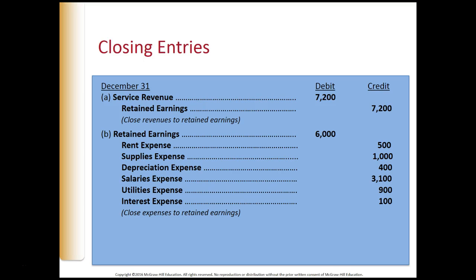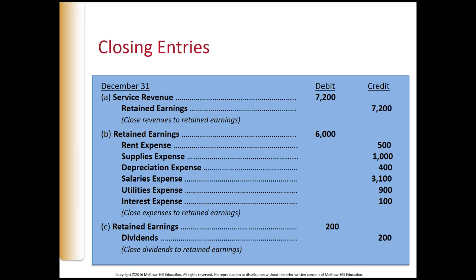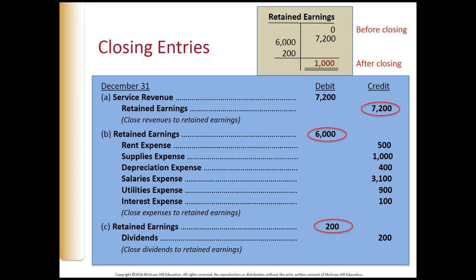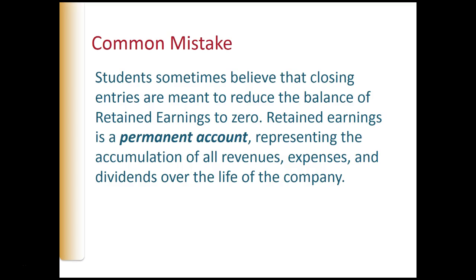This is how you see it really happening in true format, because truly, when we get rid of these temporary accounts, it ultimately all flows into retained earnings. So we call revenue, expense, and dividend accounts temporary accounts. They get closed out at the end of each year, and they close into a permanent account, retained earnings.